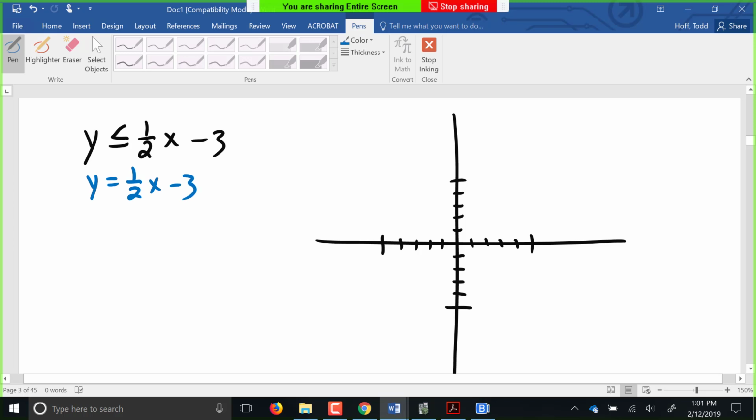How do we graph that? 0, negative 3. Perfect. The y-intercept is at 0, negative 3. Then we go up 1 over 2. And our line goes through those points.